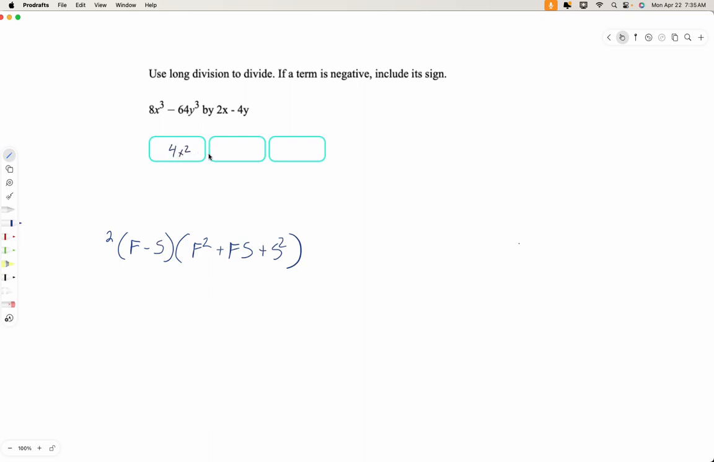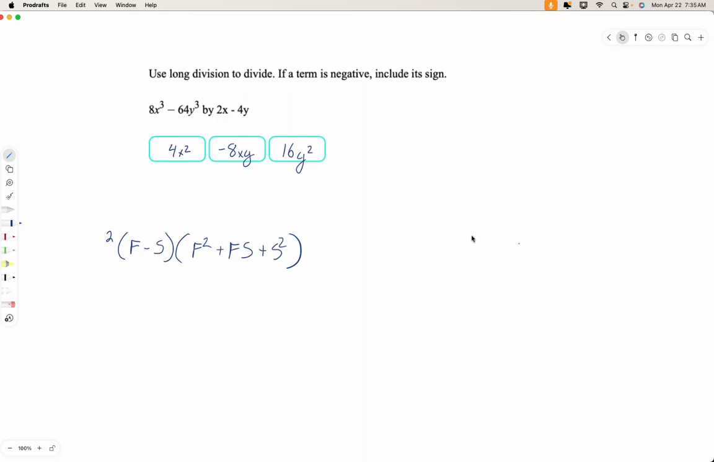And the second blank would be the first thing times the second thing. So 2x times a negative 4y would be negative 8xy. And then the third thing, or the second thing squared, would be negative 4 times negative 4, which is 16y squared.